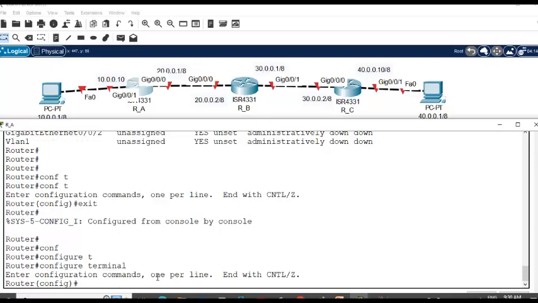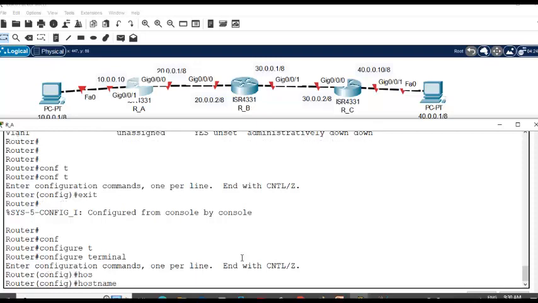Right. In this mode, we have to set the host name. It should be a single word: R_A. You see the name is changed. All right. Now we are going to assign an IP address.